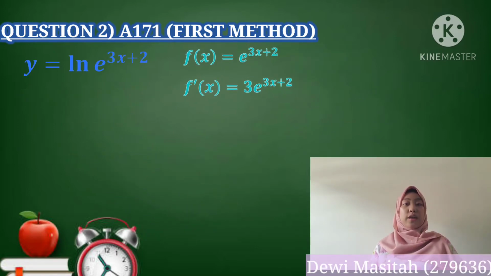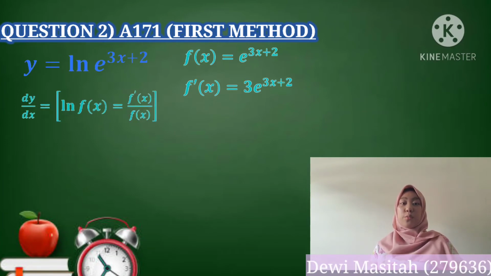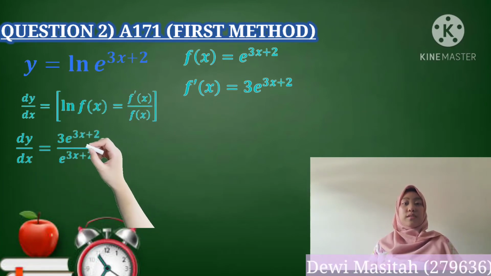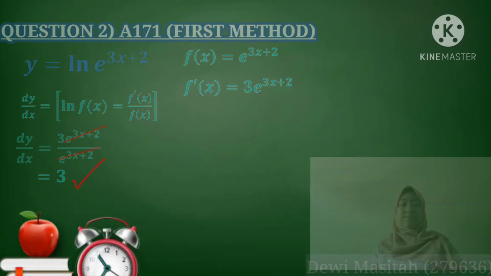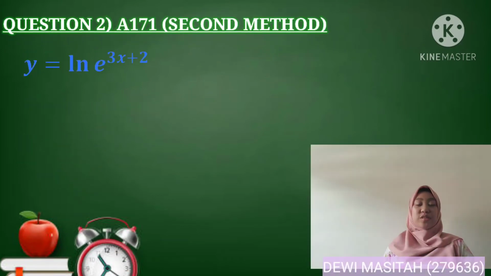So, after we define the value of f(x) and f prime x, next we just need to substitute the values into the chain rule for the log function formula. Then, simplify this answer, and therefore, we get the final answer, which is 3. Now, we move to the second method.